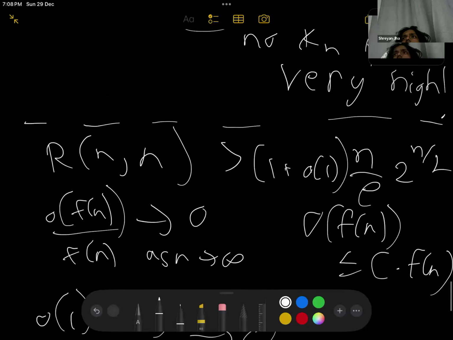In this case, does it go to 0? I don't know. I don't think so. I don't think it goes to 0. At least the bounds that we get, it does not go to 0.